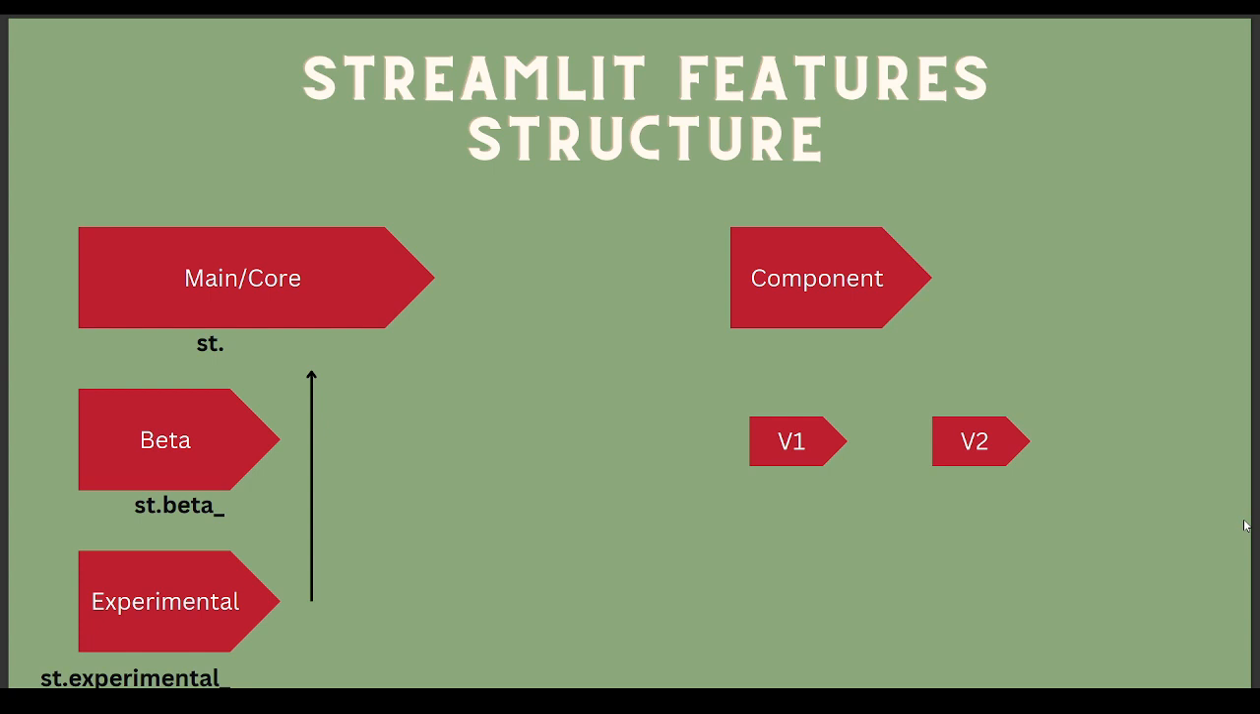And coming to experimental, it is a kind of method. For example, you need to create an input field, a text box over there. So text underscore input is the method, and we call it as st.text_input. So that is experimental here.